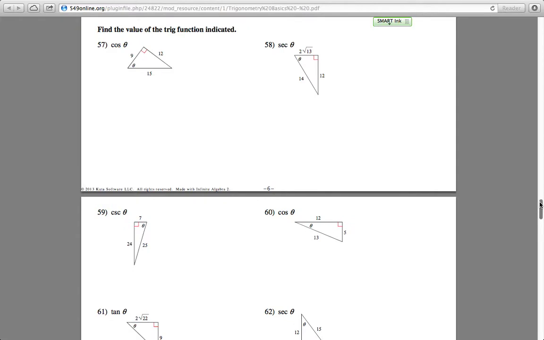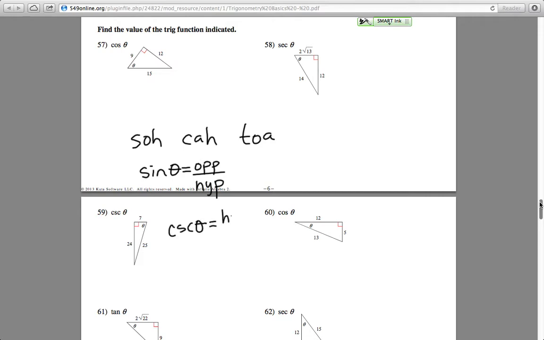Problem 59, for example, cosecant. I know cosecant is the reciprocal of what? Sine. So when you do 59 and you're like, okay, I know how to do sine. Sine of theta, SOHCAHTOA. Sine is opposite over what? Hypotenuse. Therefore, you go to cosecant and you flip it. Hypotenuse over opposite. So simple.